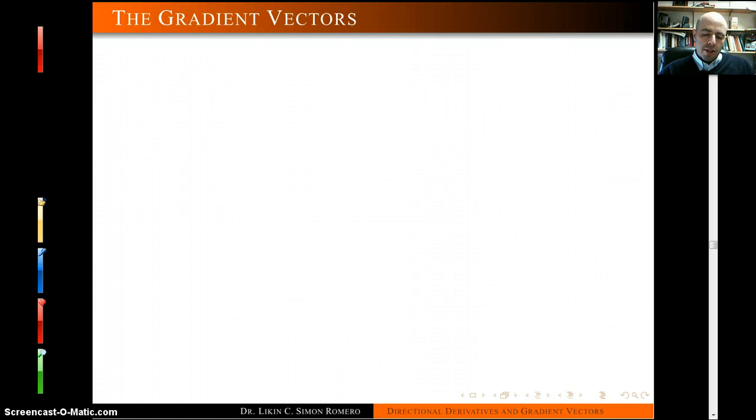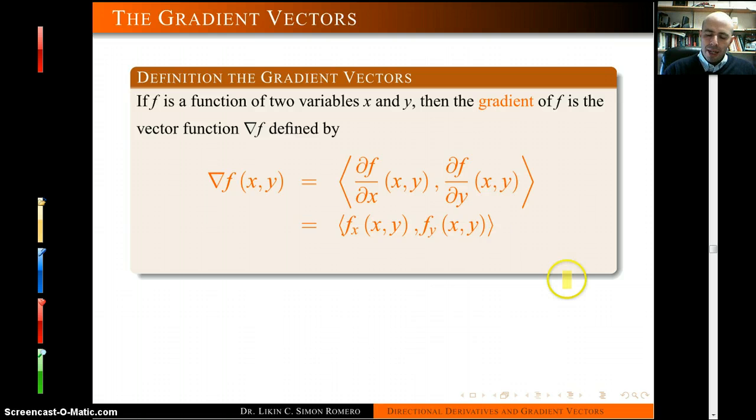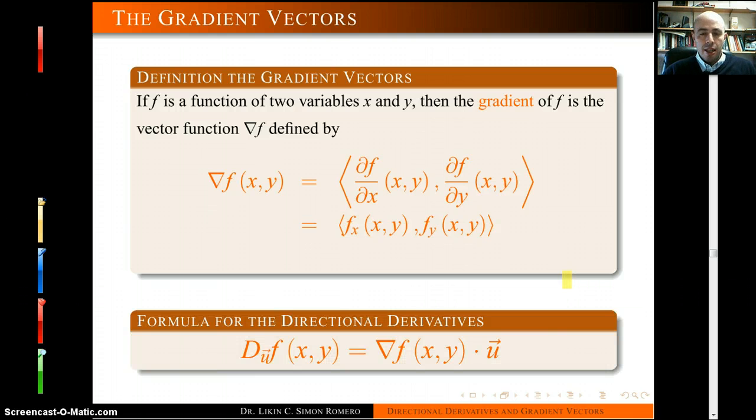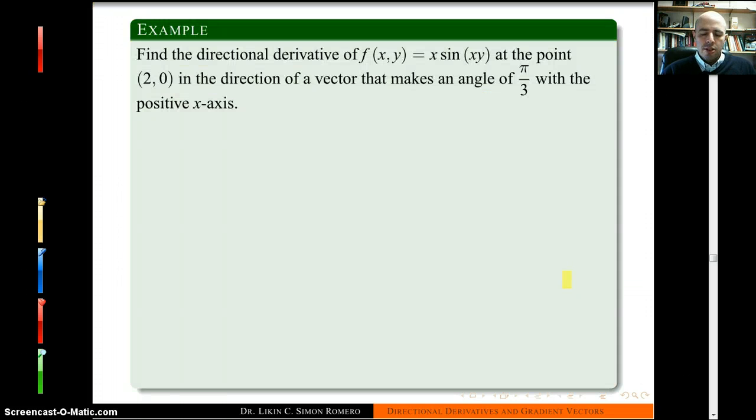The vector consisting of the partial derivatives is actually called the gradient vector, and of course that gives you immediately the formula for the directional derivative: it is equal to the dot product of the gradient vector and a unit vector in the direction in which you are trying to compute the directional derivative. So let me give you an example. Find the directional derivative of this function at the point (2, 0) in the direction of the vector that makes an angle of pi/3 with the positive x-axis.